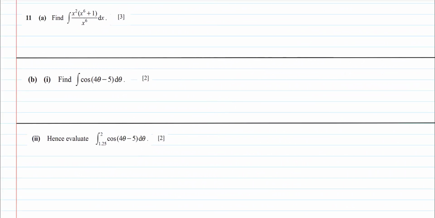For 11a, we need to work out this integral here. So we can start by simplifying the integrand. So this x squared will cancel, and then we'll be left with x to the 4 in the denominator. So we've got then the integral of x to the power of 6 plus 1 over x to the power of 4. So we can write it as x to the power of 6 over x to the power of 4 plus 1 over x to the power of 4.